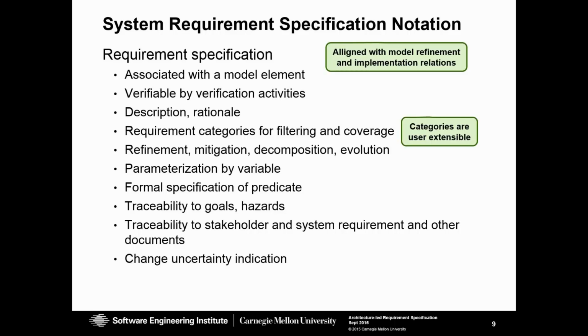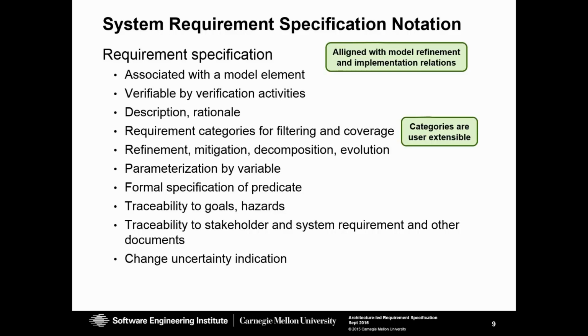So for that purpose, we have introduced variables that then can be used in descriptions and in formal specification of predicates, and also in verification plans. And as people make changes, they're made in one place and automatically picked up by all the relevant aspects of requirement and verification specification. We also have traceability back to goals, and with the mitigation relationship to hazards, and through the goals then back to stakeholders.